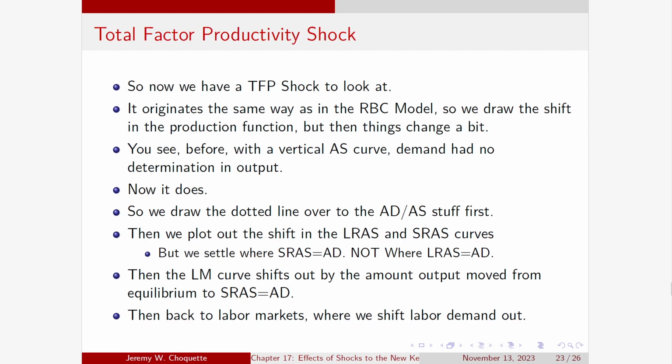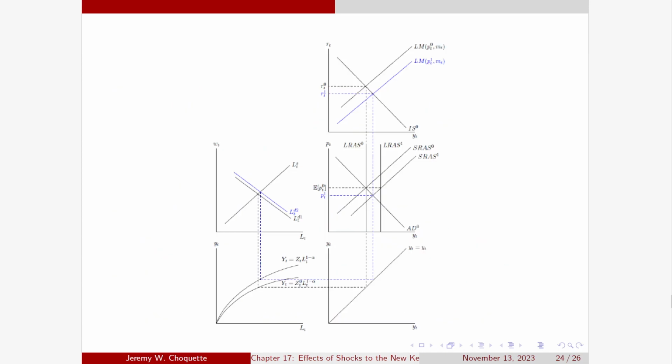See, before, with that vertical aggregate supply curve, demand really had no determination in output, but now it does. So what we're going to do is draw a dotted line over to the aggregate demand, aggregate supply stuff first. So we get this shift in output, right? This is the first thing that happens. Next, what do we do? Well, once output shifts up, dotted line goes over and up.